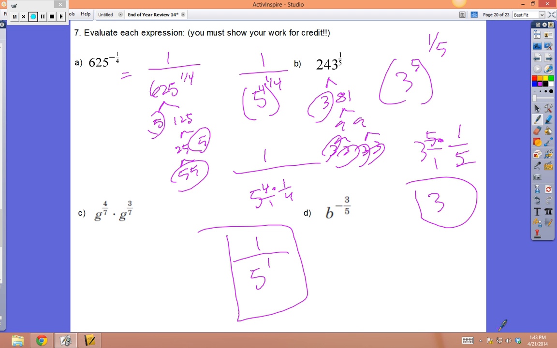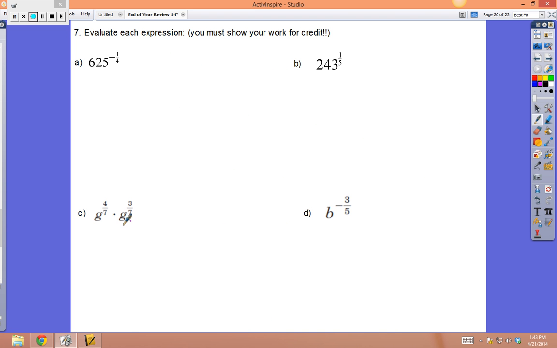Now if you have g to the 4/7 times g to the 3/7, you're going to add the exponents. When you're timesing them, you just add the exponents. So it's going to be g to the 4/7 plus 3/7. So it's going to be g to the 7/7, which is just g to the 1.